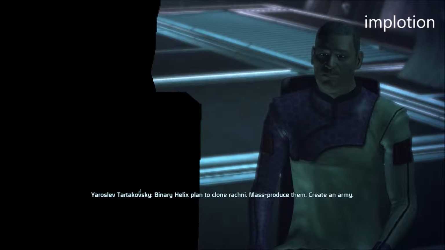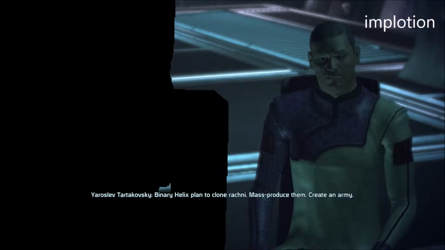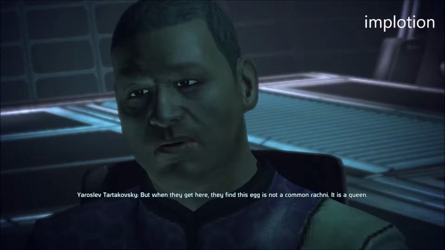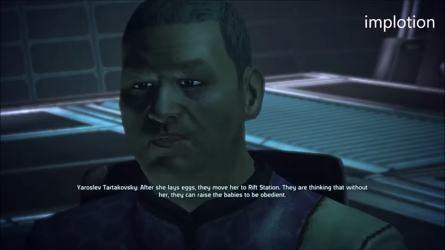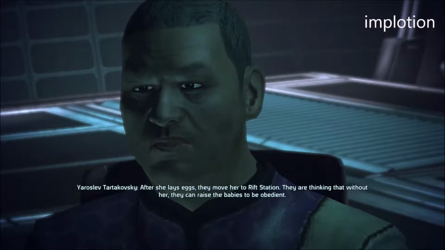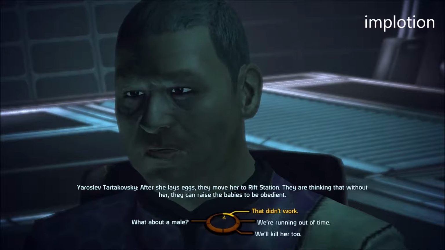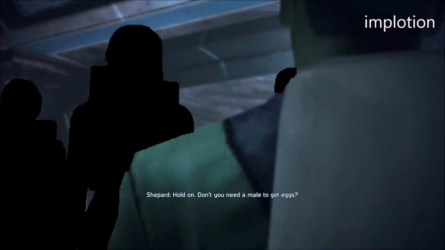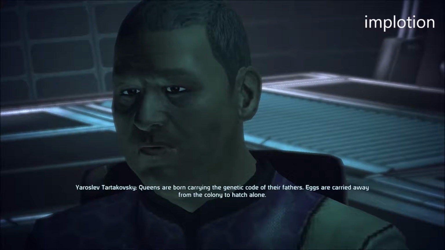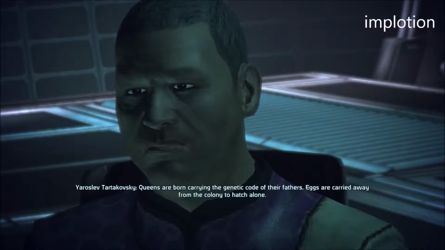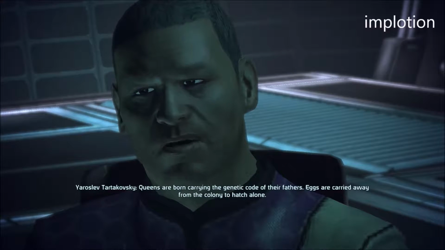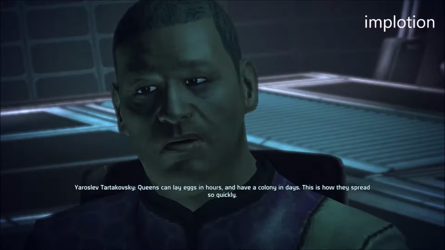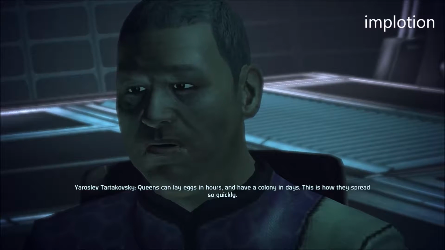Binary Helix planned to clone Rachni, mass-produce them, create an army. But when they get here, they find this egg is not a common Rachni. It is a queen. After she lays eggs, they move her to Rift Station. They are thinking that without her, they can raise the babies to be obedient. Hold on. Don't you need a male to get eggs? Queens are born carrying the genetic code of their fathers. Eggs are carried away from the colony to hatch alone. Queens can lay eggs in hours and have a colony in days. This is how they spread so quickly.